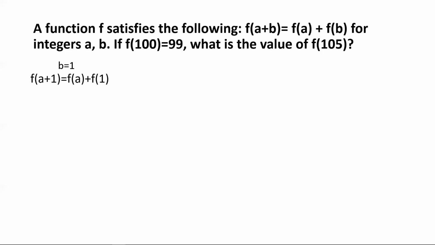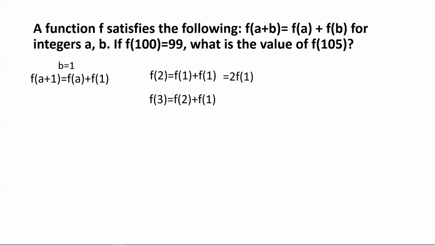So since we have this relationship, we can now basically write f(2) is equal to f(1) + f(1). So how do we get that? We just substitute a equal to 1, and we have f(a + 1) becoming f(2) on the left hand side, and on the right hand side we have f(1) + f(1), and we can write that as 2 times f(1).